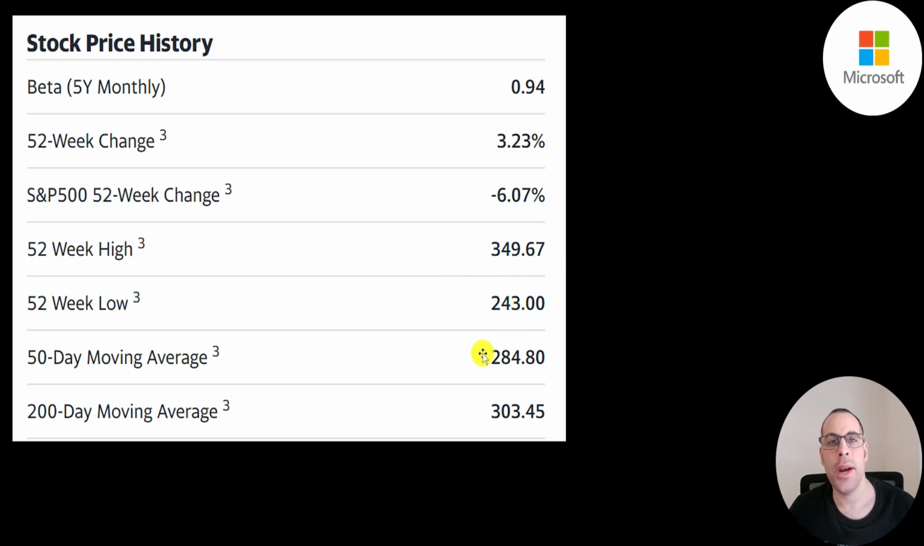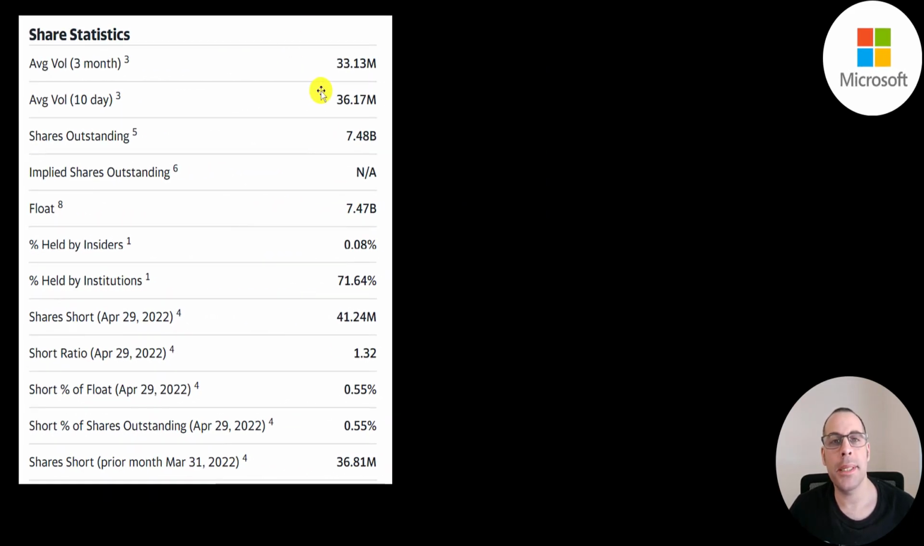And the stock is trading below its 50-day and 200-day moving average. And this is a really popular stock. Well over 30 million shares are traded each day. Pretty much all the shares outstanding are on float. 72% are held by institutions, and 1/2% of the shares are shorted.